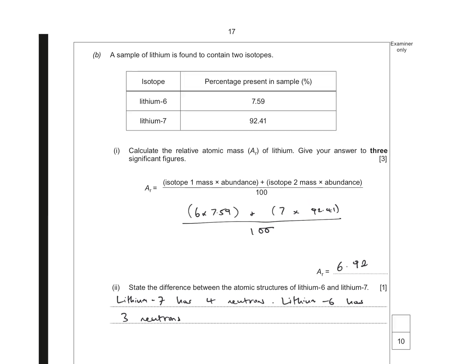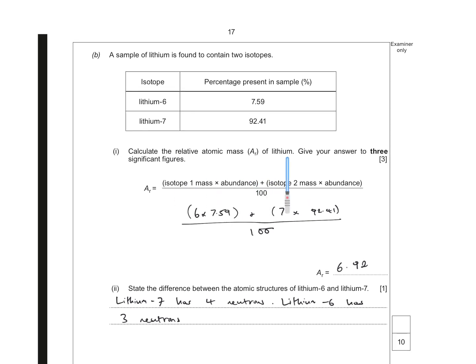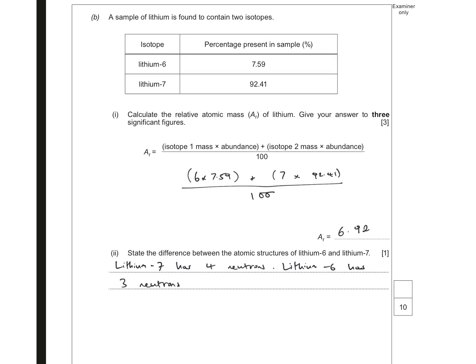A triple only question here, guys, triple only. Calculate the relative atomic mass of lithium and give your answer to 3 significant figures. So we've got isotope 1's mass is 6, times the abundance 7.59. Isotope 2's mass is 7, times the abundance, which is 92.41, divided by 100, which is 6.92. State the difference between the atomic structures of lithium-6 and lithium-7. Lithium-7 has 4 neutrons, and I know that because that's what it looks like on the periodic table. So I take those numbers away from each other. And lithium-6 has got 3 neutrons.